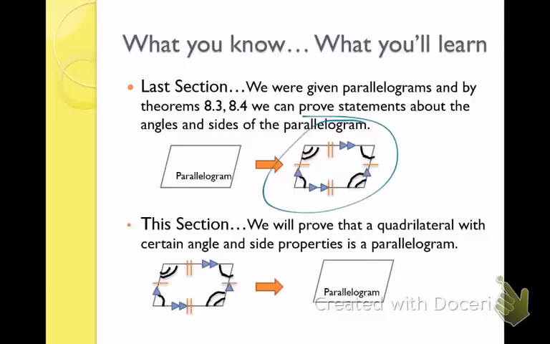Okay? Now, it's important to understand that in order to prove that a quadrilateral is a parallelogram, we have to go the other way. We would have to know one of these properties in order to assume that our quadrilateral was a parallelogram. Not all the properties are shown here, but we're going to go through those. So it's all about what you know and what you can conclude because of what you know.